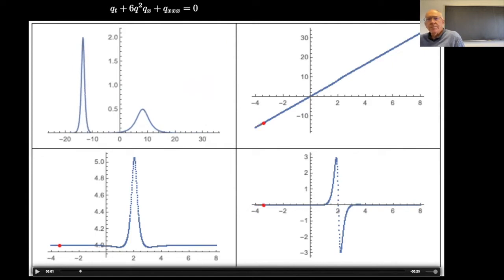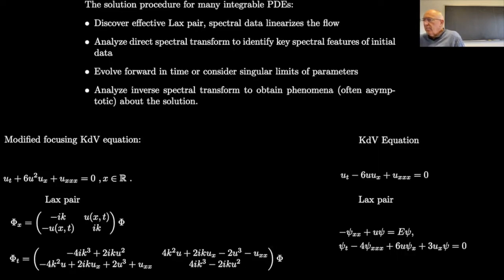Okay, so those were just plots of solutions. So what am I looking at? The solution procedure for many integrable PDEs, and integrable PDEs means I'm probably preaching to the choir, right? Since it's integrable, there are always Lax pairs floating around. That's a harbinger of integrability. The situation I'm talking about is when the spectral data associated to one member of the Lax pair really linearizes the flow.